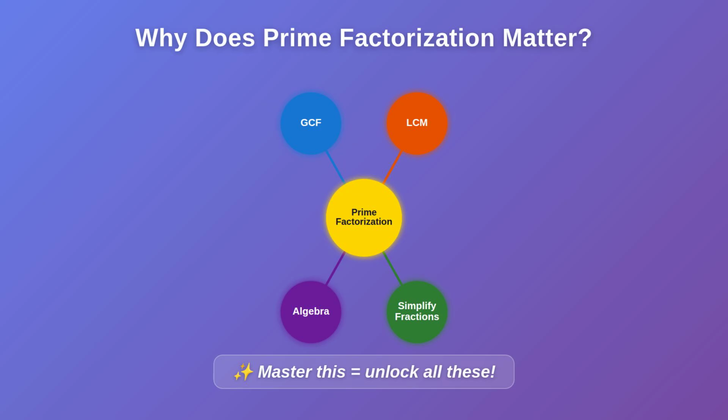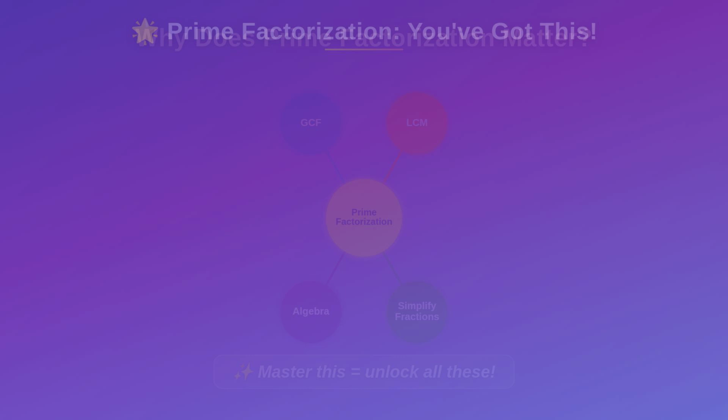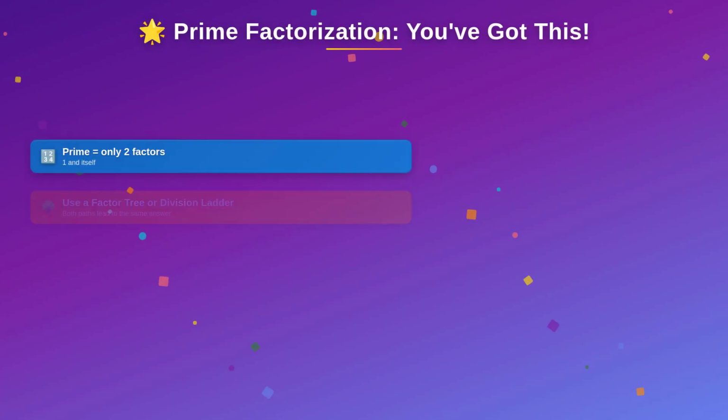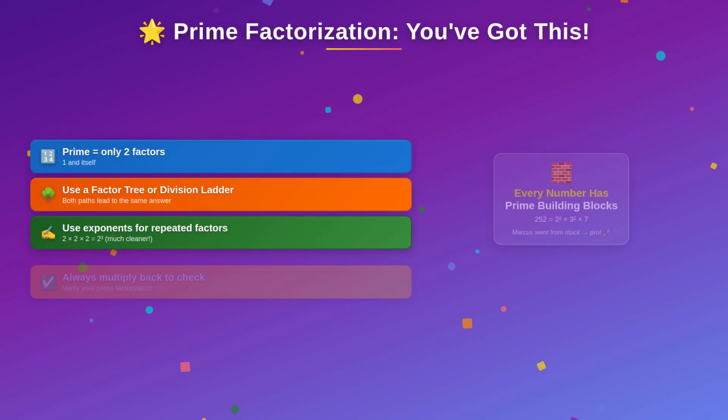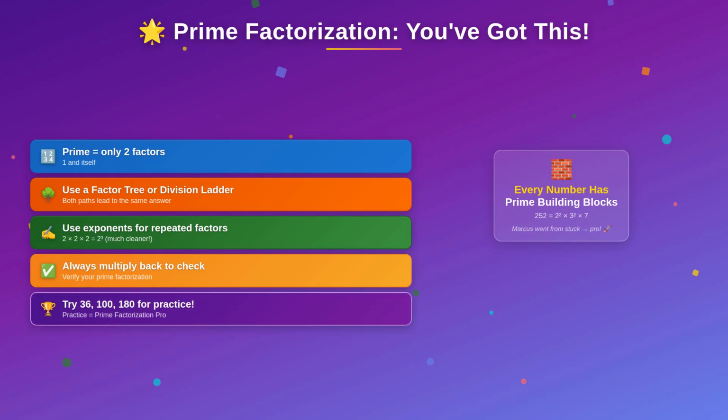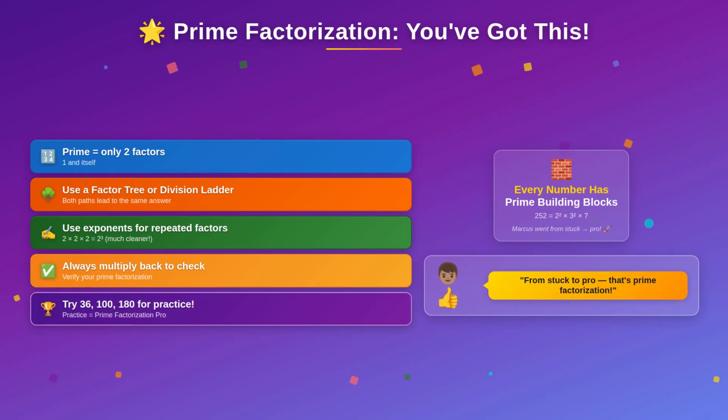Marcus realized that this one skill unlocks a whole bunch of other math topics. Think of it like learning to ride a bike. Once you've got it, everything else opens up. Parents, this is a great concept to practice together at home. Remember when Marcus was staring at that worksheet, completely stuck on the number 60? Look at him now. He's breaking apart 252 without even blinking.